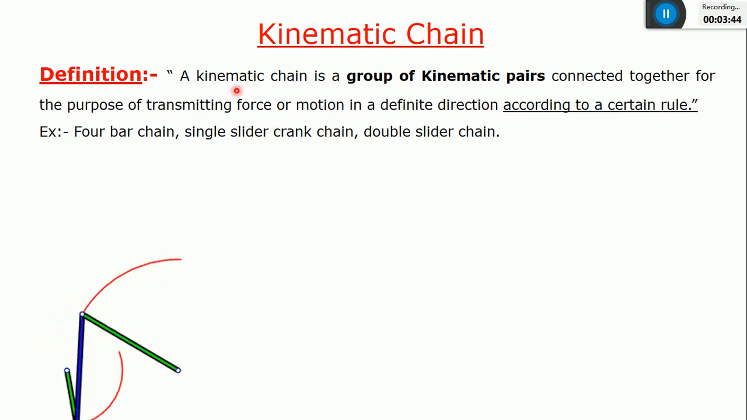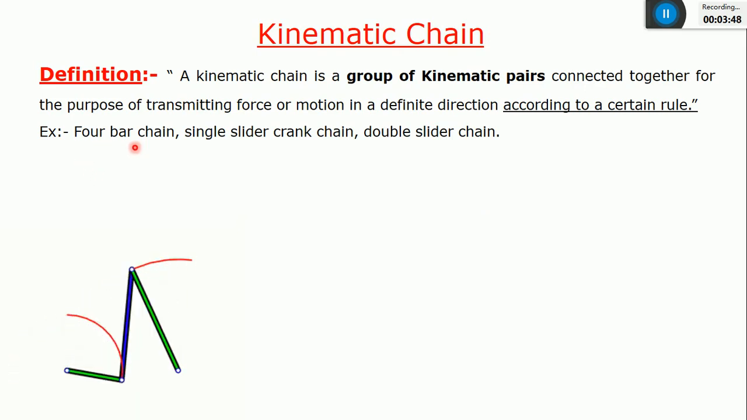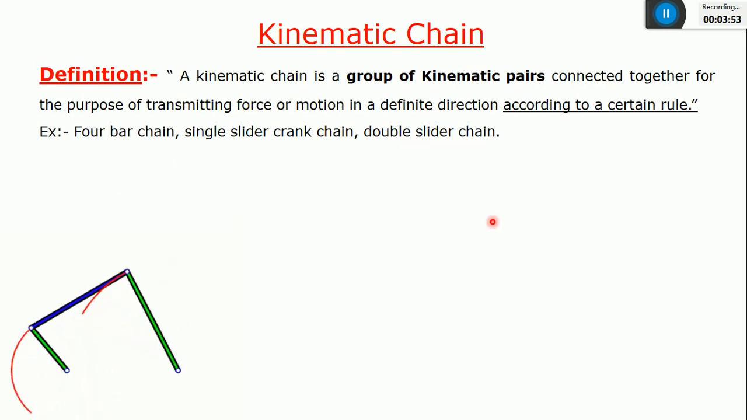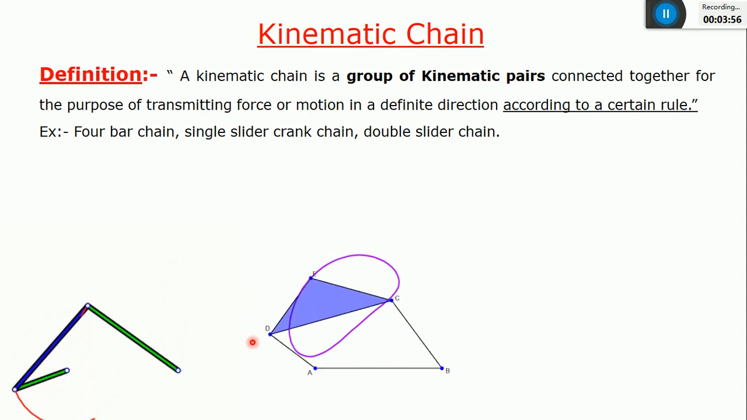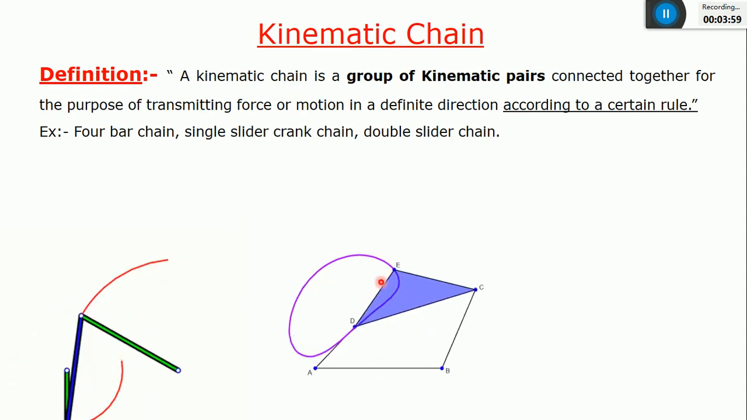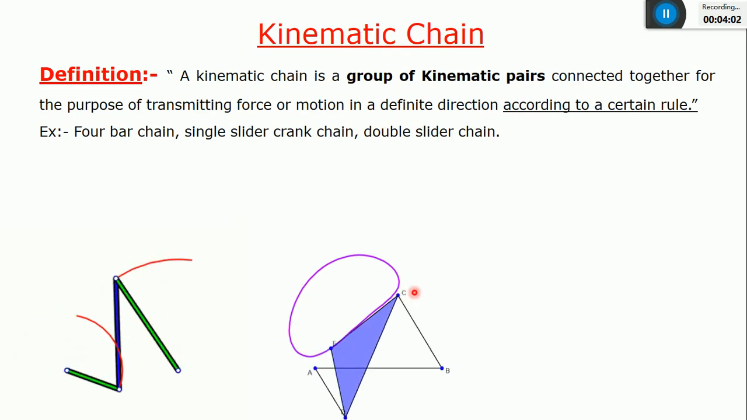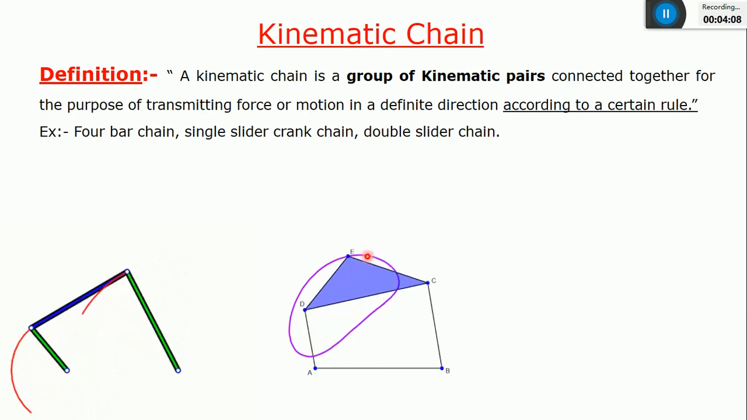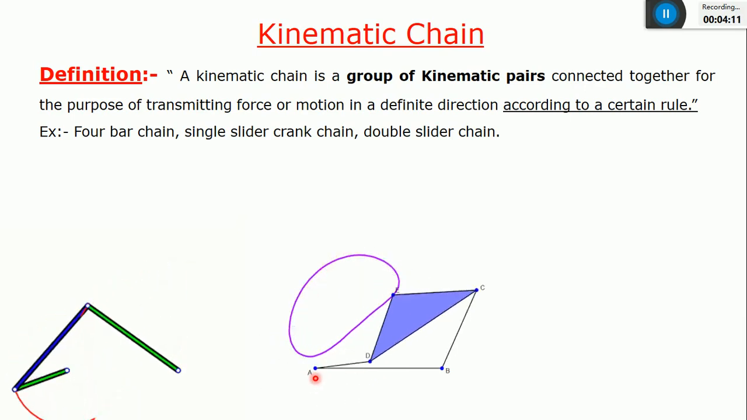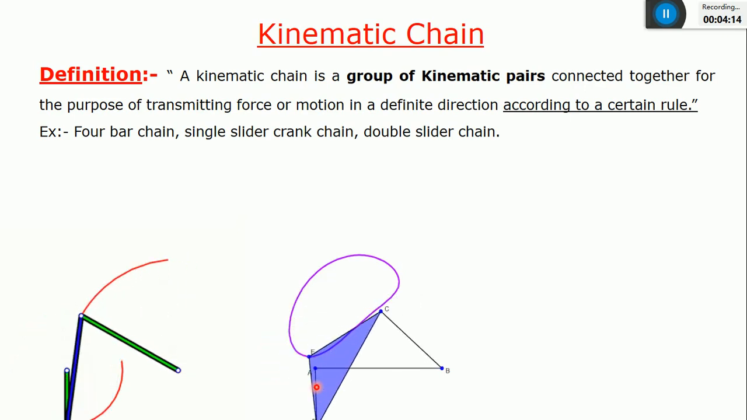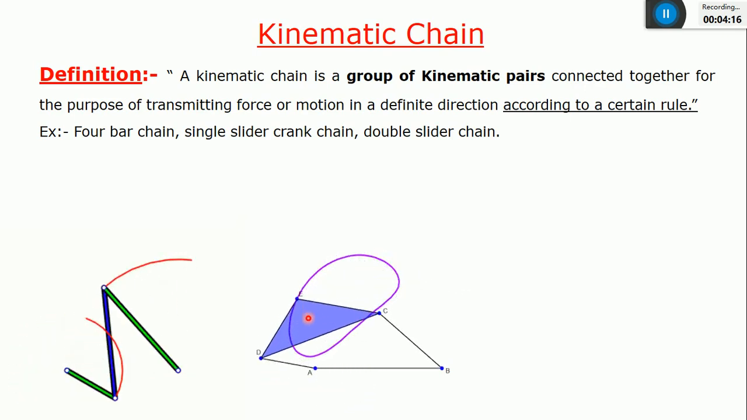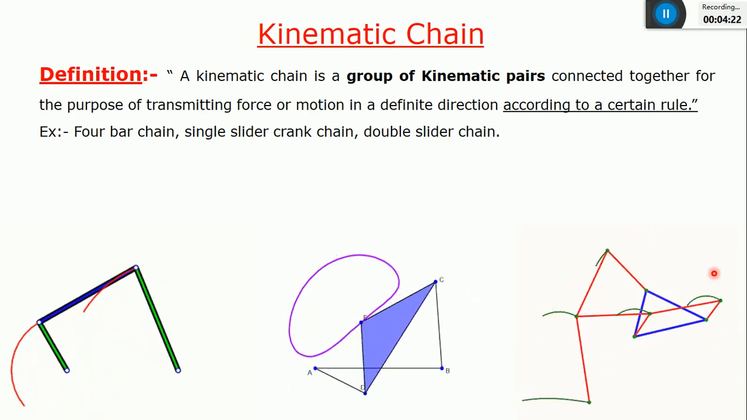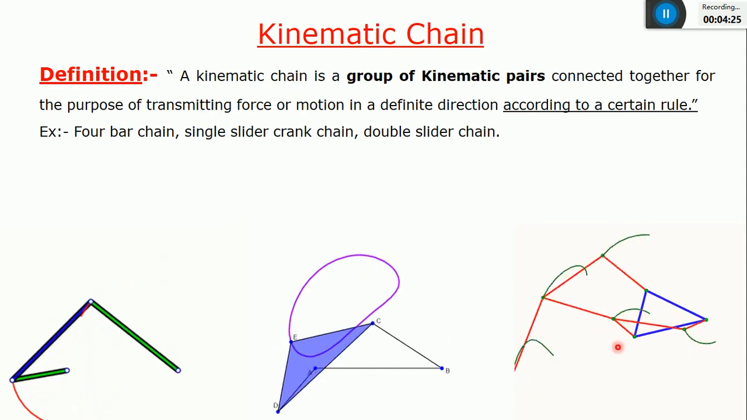Examples of kinematic chains for your syllabus are the four bar chain, single slider crank chain, and double slider crank chain. This is one more example, also a four bar chain. This triangular blue color part is considered as a single part. Just consider any one point, I'm going to consider point E. When you give input to this link AD, a rotary path, this point E will trace a definite path. This is also one more type of kinematic chain, nothing but a group of many kinematic pairs.